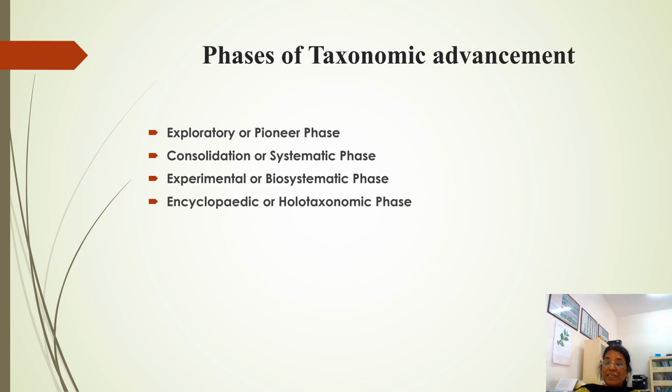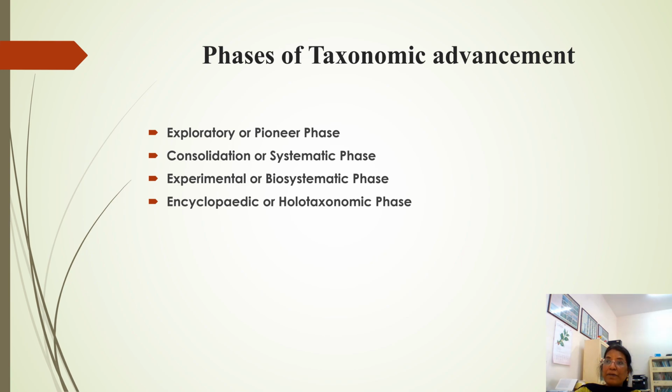The consolidation or systematic phase is where herbarium records are ample and enough information is available concerning variations from field studies. This development is helpful in the preparation of floras and monographs. It also aids in better understanding of the degree of variation in a species.